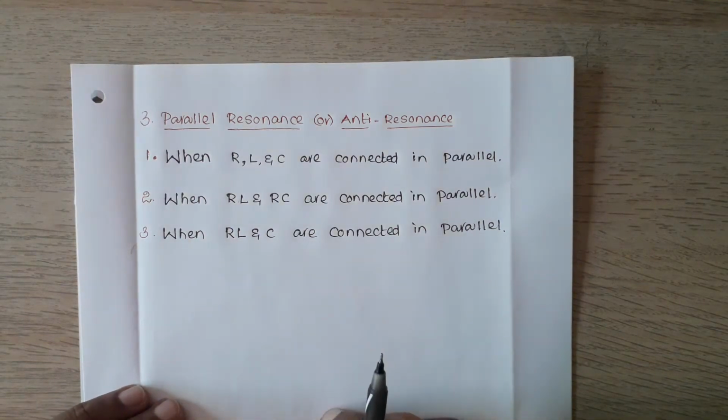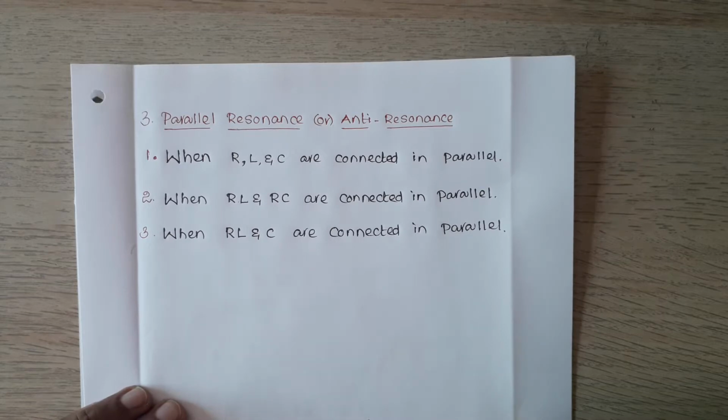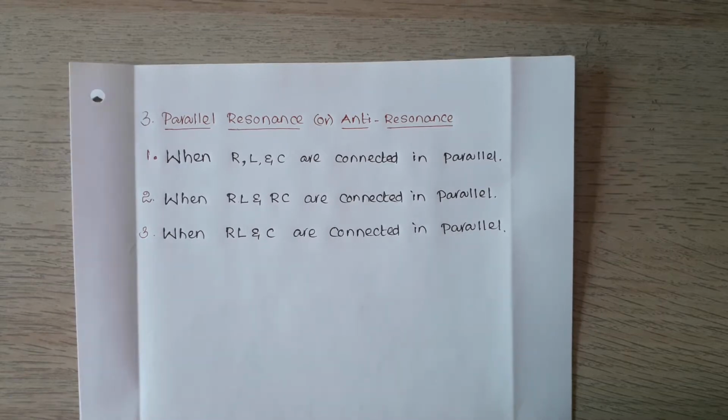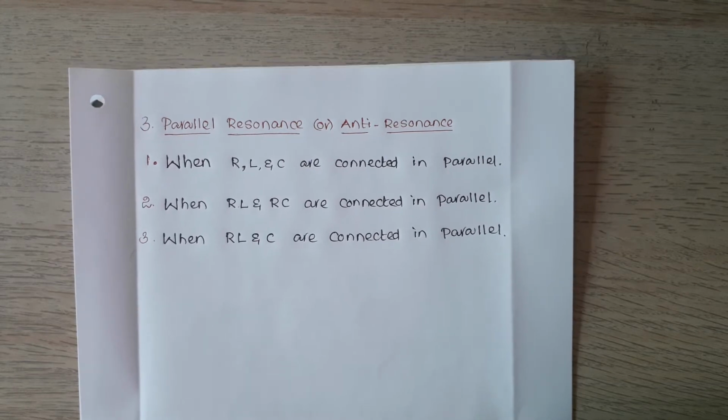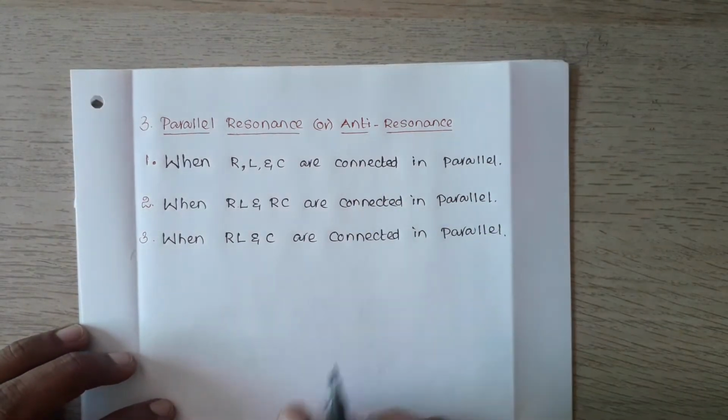So next and last topic under this unit is parallel resonance or anti-resonance. So that is unit 4, resonance and coupled circuits. We completed the coupled circuits part. Now we are in the resonance part. Again, resonance is of two types, series resonance and parallel resonance. We completed the series resonance part. Now we are in parallel resonance, otherwise called anti-resonance.